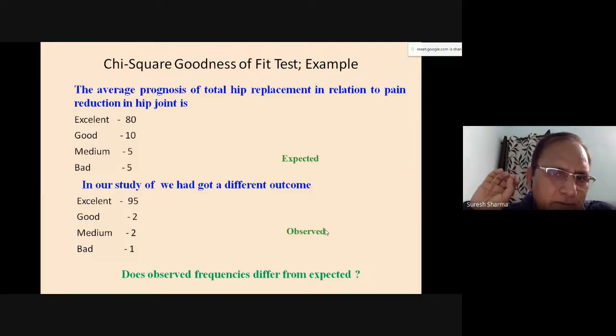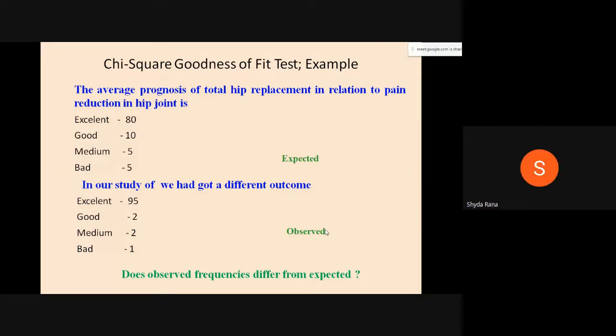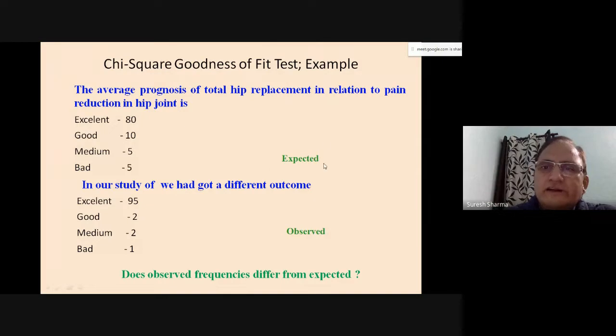Yes, sir. So this is what the expected is in a larger population, and in a smaller population, this you have observed. Now I want to check whether my results are compatible with the larger population or not. So I have to see, is there any discrepancy between theory and observed results or not? So I will apply chi-square.